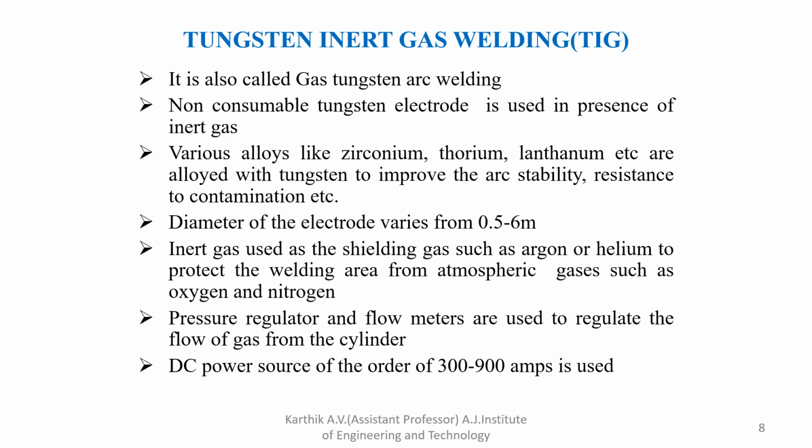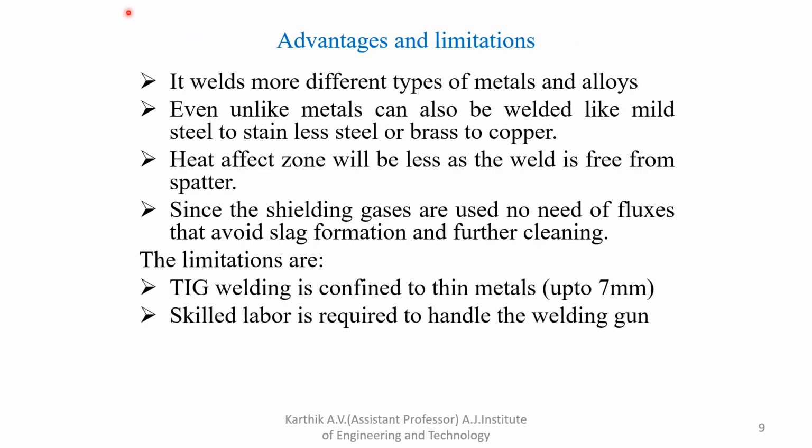Next, advantages and limitations. It welds many different types of metals and alloys. Even unlike metals can be welded, like mild steel and stainless steel, or brass to copper. The heat affected zone will be less, as the weld is free from spatter. Since shielding gases are used, there is no need for fluxes, which avoids slag formation and further cleaning. The gas is used as a flux agent. Next, limitations of TIG welding.